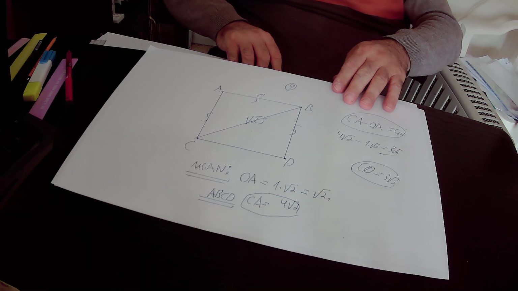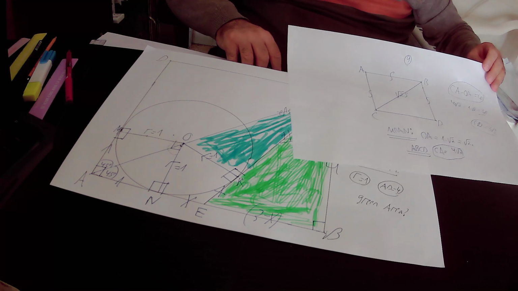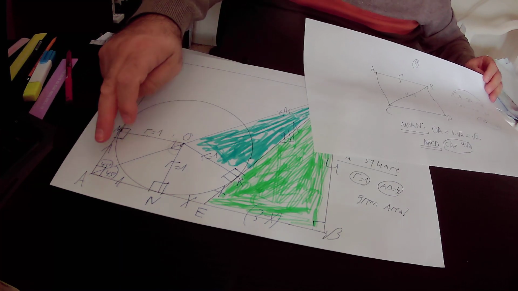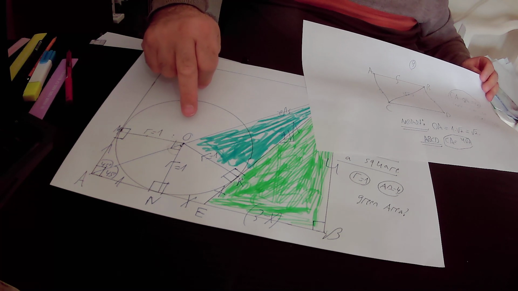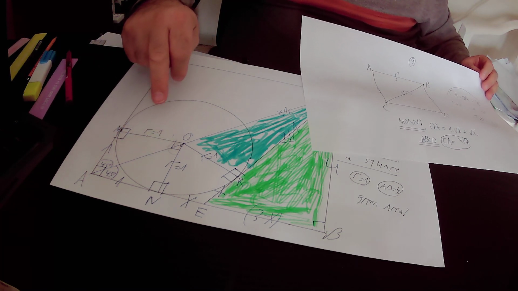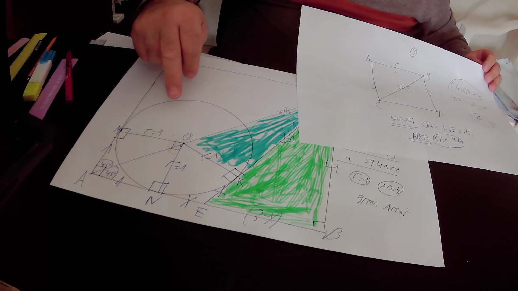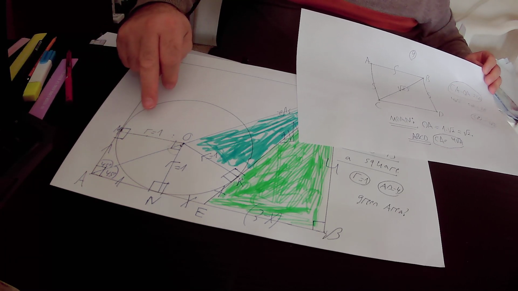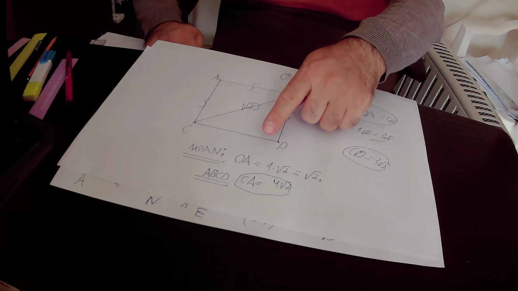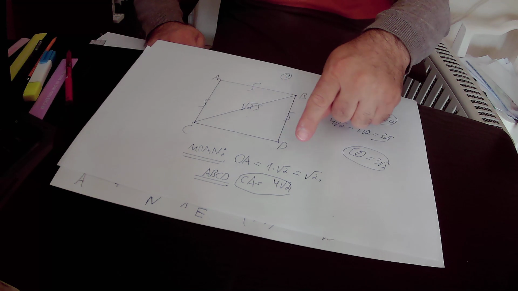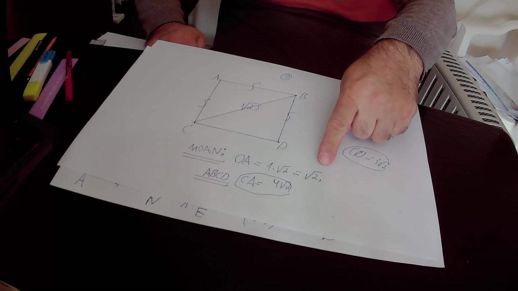So we can implement rule number 7 in our domain, because in our domain we have square MOAN, and we want to find out the length of diagonal OA. According to rule number 7, the length of diagonal OA equals the length of its side, that is 1 unit, times square root of 2. That is to say, the length of diagonal OA in square MOAN equals 1 times square root of 2, that is, square root of 2 units.